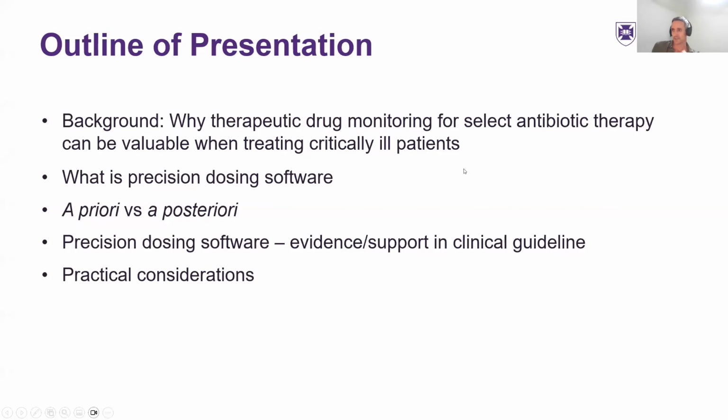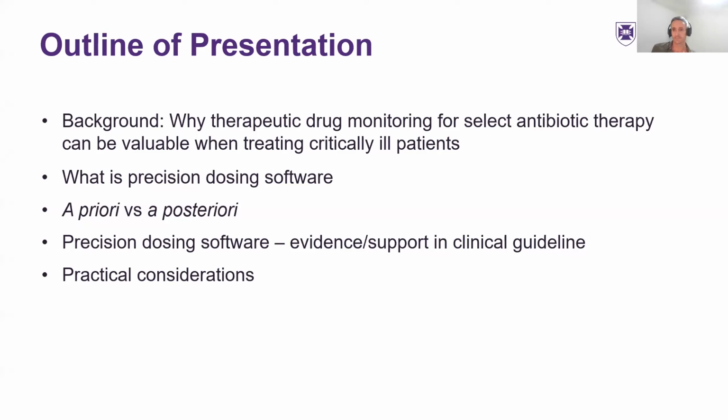So what will I be talking about? First of all will be why therapeutic drug monitoring and, as an extension of that, using precision dosing software, what is its place in guiding antibiotic therapy for critically ill patients. We'll briefly go through what precision dosing software is. As I said, I'm a pharmacist in ICU. In terms of pharmacometrics, that is not my area, so this will be quite basic.